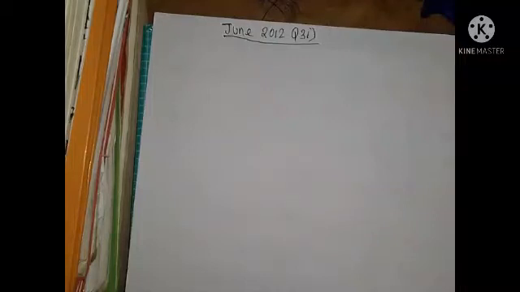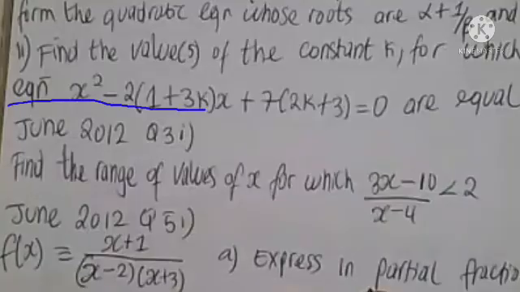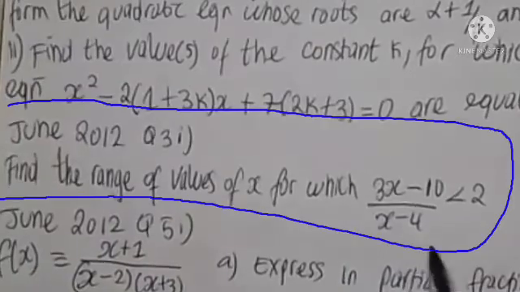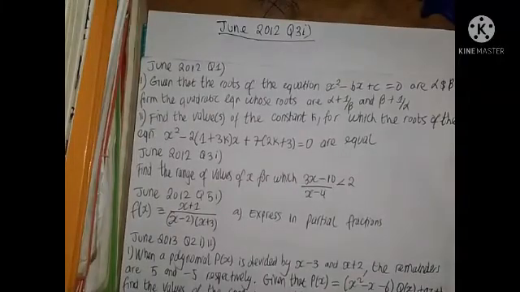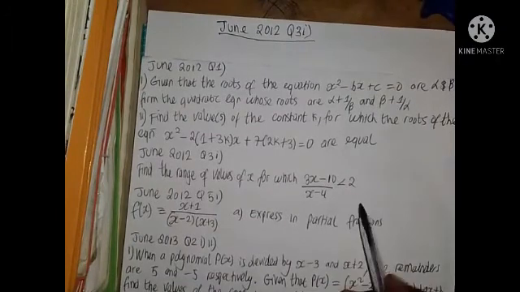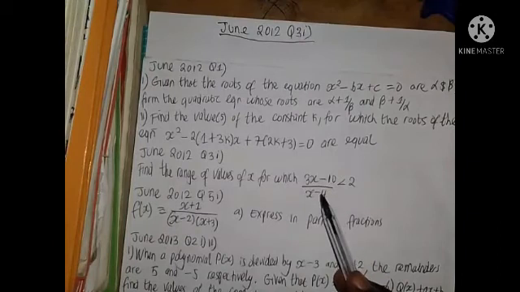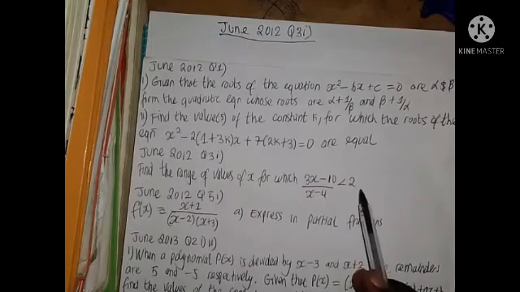Well, for question 3 of 2012, it says find the range of values for which (3x minus 10) divided by (x minus 4) is less than 2. Okay, so you have to find the range of values which satisfy this condition. That means whenever you substitute those values in x, the result is always going to be less than 2. And which values are we talking about? So this question here concerns inequalities.